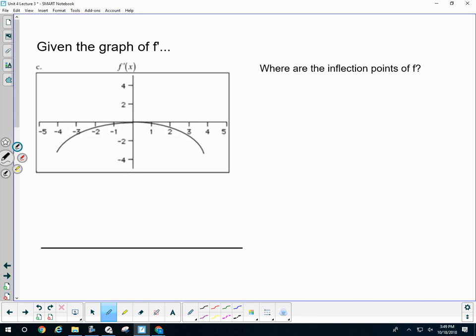Now, just like we did to find maxes and mins, we have these situations when you're given the graph of f prime, and you are now going to be asked about the concavity of f, the original function. The question is, where are the inflection points of f? And just analyze the concavity. Let's throw that one in there. Now, if you say, oh, Mr. Messner, there's no inflection points, this graph is concave down everywhere, you're wrong.